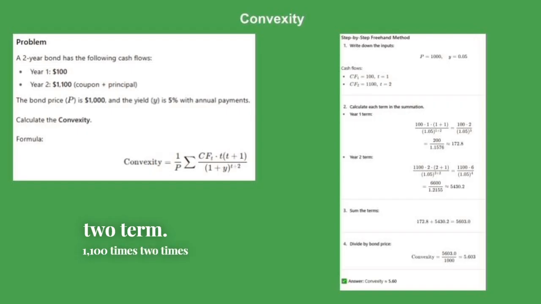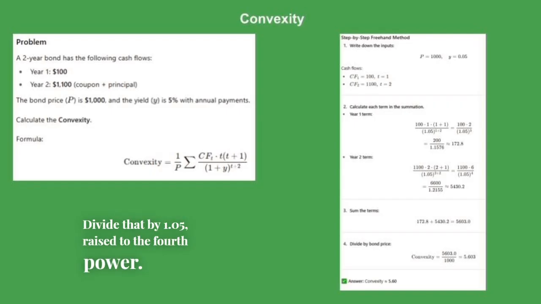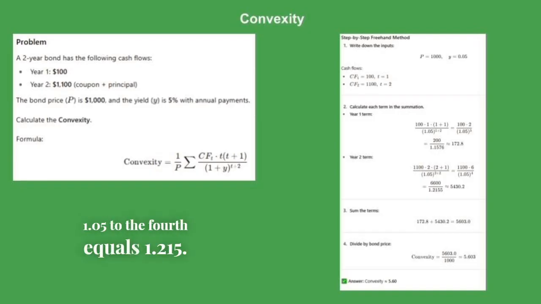Step 2, calculate the year 2 term. 1,100 times 2 times 3 equals 6,600. Divide that by 1.05 raised to the 4th power. 1.05 to the 4th equals 1.215. 6,600 divided by 1.215 equals about 5,430.2.